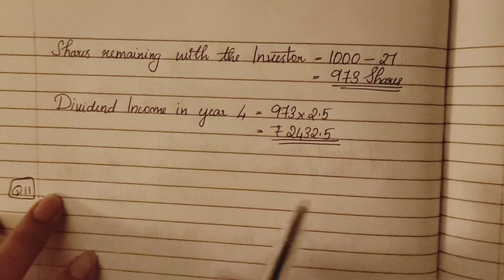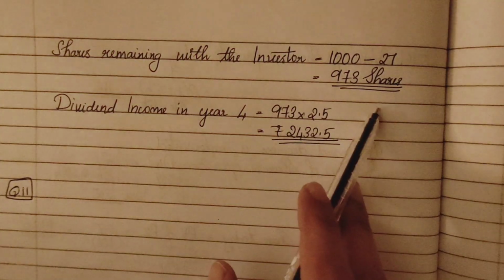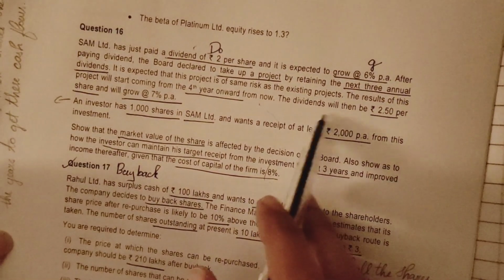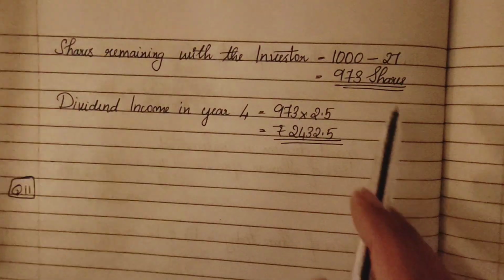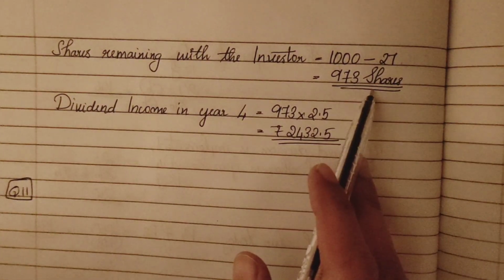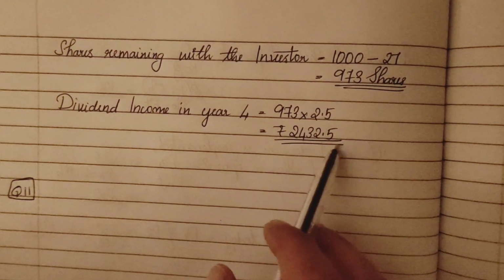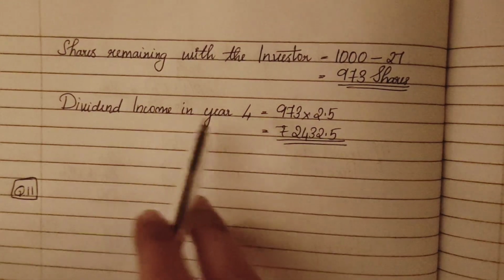So the shares remaining with the investor will be 973 shares, and dividend income in year 4 is, how much is the dividend? 2.5 per share. How many shares he is holding? 973. So 973 into 2.5, 2432.5 will be the dividend income in year 4.